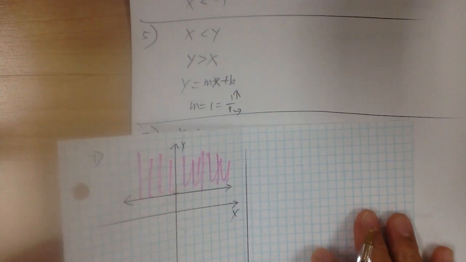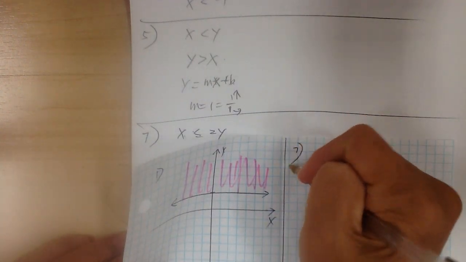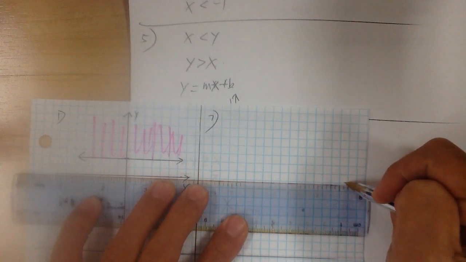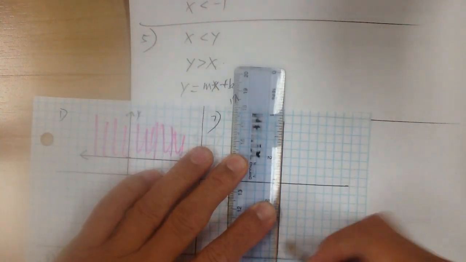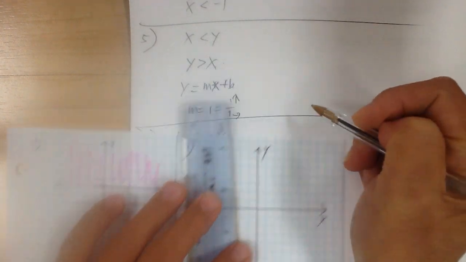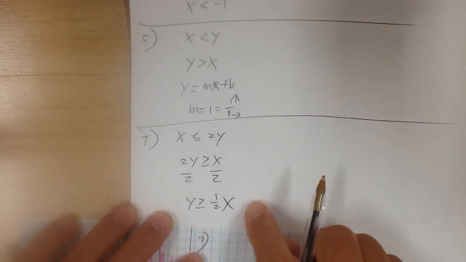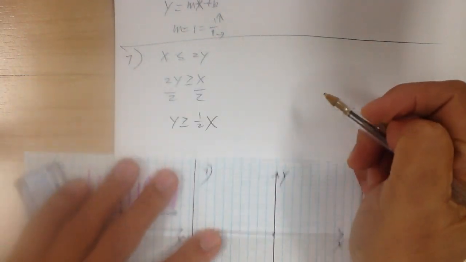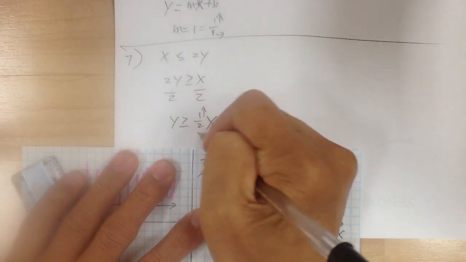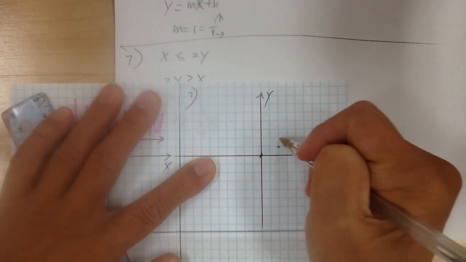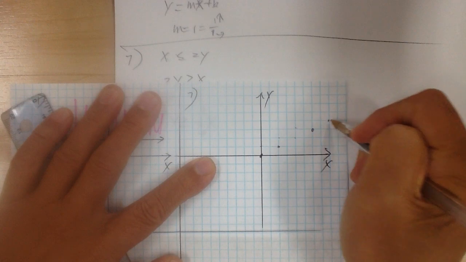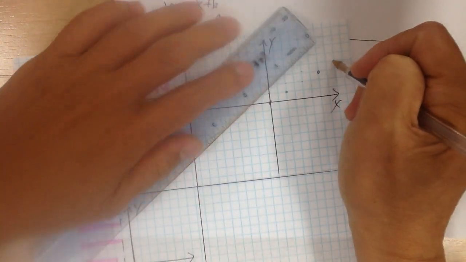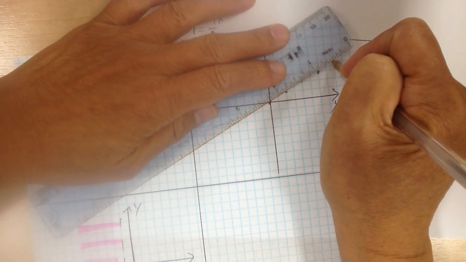Okay, so this is number 7. In this case, the intercept is 0, so it means you start right over here. And the slope is up 1 over 2. So you go up 1 over 2, up 1 over 2, up 1 over 2. So that's your pattern. Once you establish the pattern, this is going to be a solid line. So make sure you keep track of your solid lines and dashed lines.